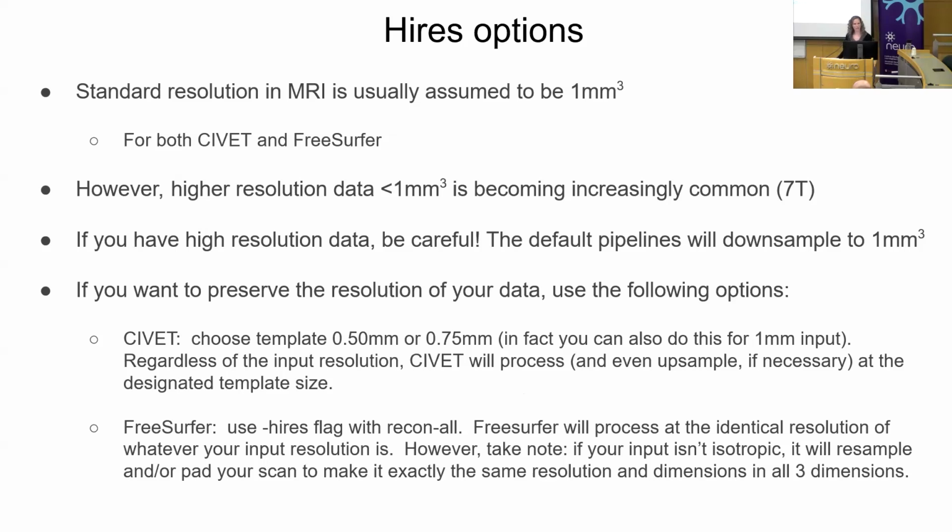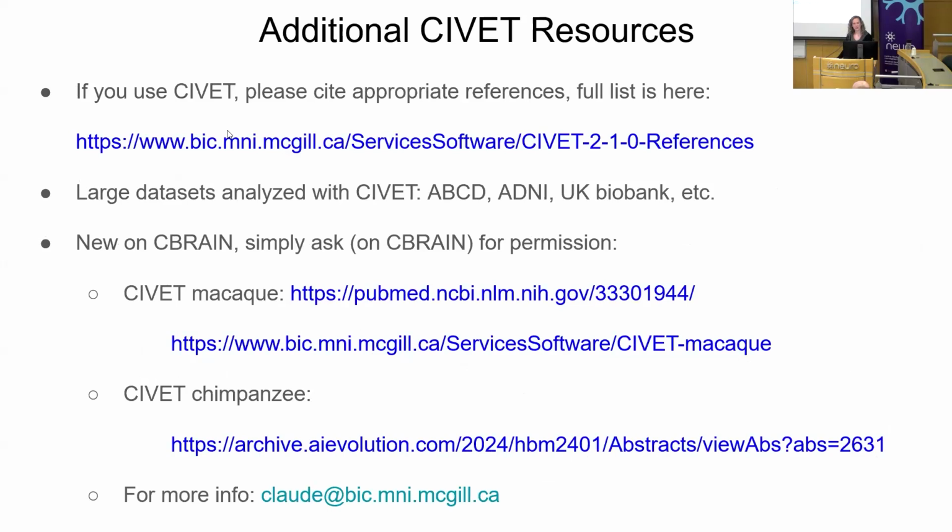So, okay, additional resources. If you use CIVET, we have a whole list of them here. Also, the references.txt that comes out of CBRAIN has the same list of references. There are a lot of large data sets already analyzed with CIVET. These are just some of them: ABCD, ADNI, UK Biobank. I think some of these are on Loris if you're interested, or you can ask CBRAIN where to find them.